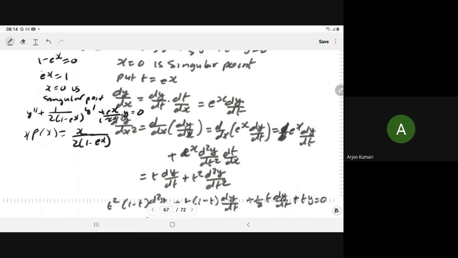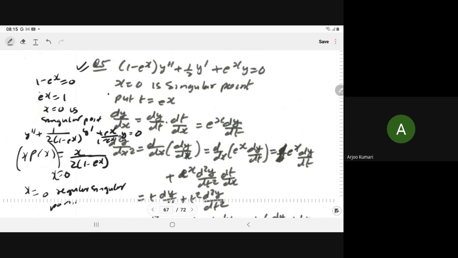As you take this at x is equal to 0, it will give you a non-zero value, after applying L'Hopital's rule, or by expanding the series you can find it. You can prove that x is equal to 0 is a regular singular point. So here we have x is equal to 0 as the regular singular point.